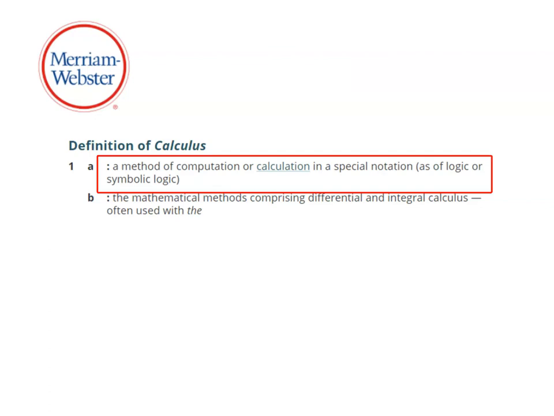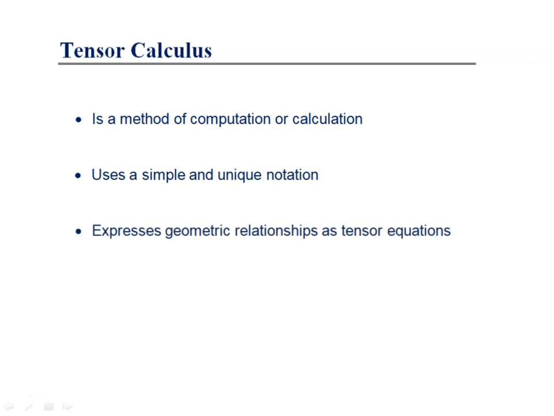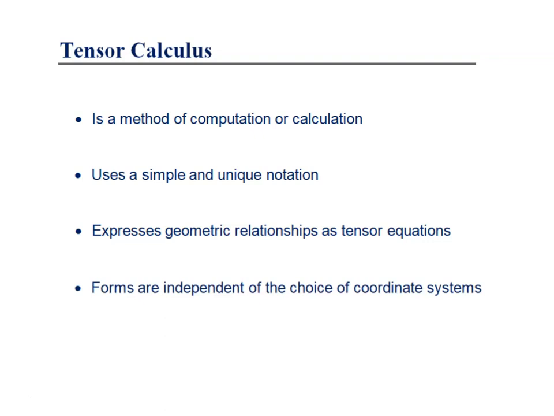Calculus is a method of computation or calculation in a special notation, as of logic or symbolic logic. And tensor calculus is a method of computation or calculation that uses a simple and unique notation, expresses geometric relationships as tensor equations, and expresses them in forms that are independent of the choice of coordinate systems.